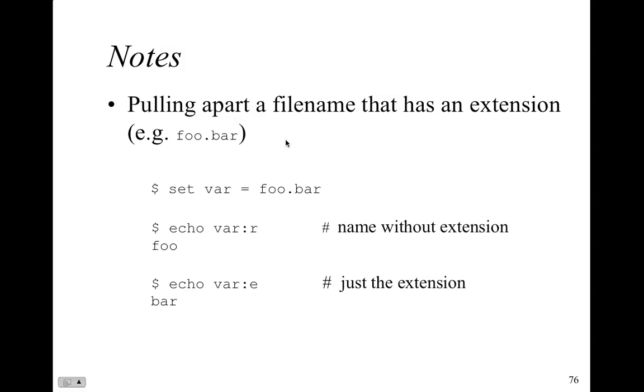Pulling apart a file name that has an extension on it. So here's foo.bar. Set the variable to foo.bar, and then basically you get the name without an extension, and then just the extension. So you can go var:r, var:e, to get the information out of it, which comes in handy as well, because maybe you don't know the file extension on something, but you want to find the file, so you just want the first part of it. You want the extension, or you want the name without the extension.